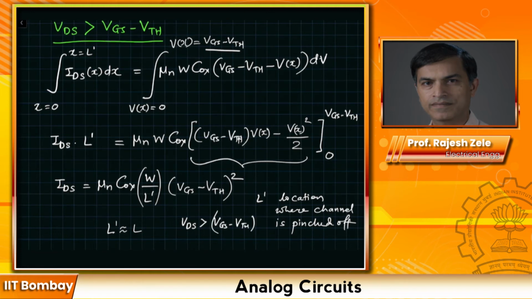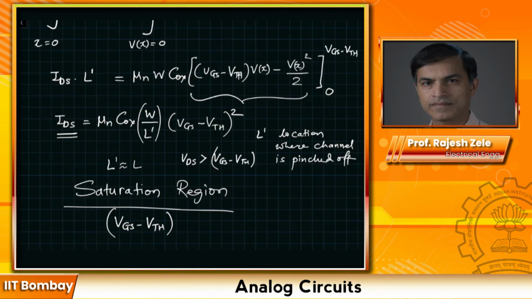Then there is no dependence on the drain to source voltage. The current IDS is independent of drain to source voltage. So in a way it looks like a constant current source independent of drain to source voltage. You can also say that the current is saturated. It doesn't depend on drain to source voltage anymore. Hence, this region is called saturation region.